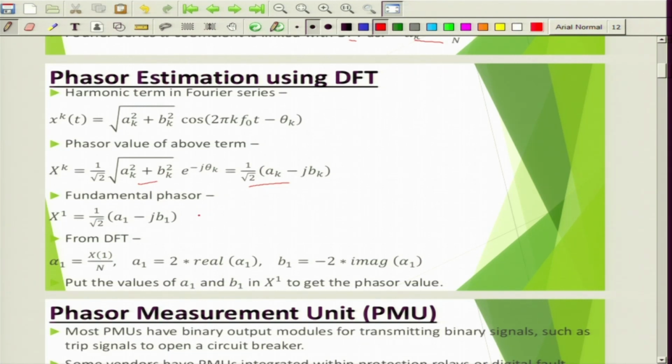This is the same as 1 by root 2 into a k minus j b k. Now, the fundamental phasor X1 is 1 by root 2 into a1 minus j b1. From DFT, alpha 1 is equal to X of 1 by N. If you want to extract a1 and b1, you can obtain them by these expressions: a1 is equal to 2 into the real part of alpha 1, and b1 is equal to minus 2 into the imaginary part of alpha 1. Now, put the values of a1 and b1 in X1 to find the fundamental phasor and get the phasor value.